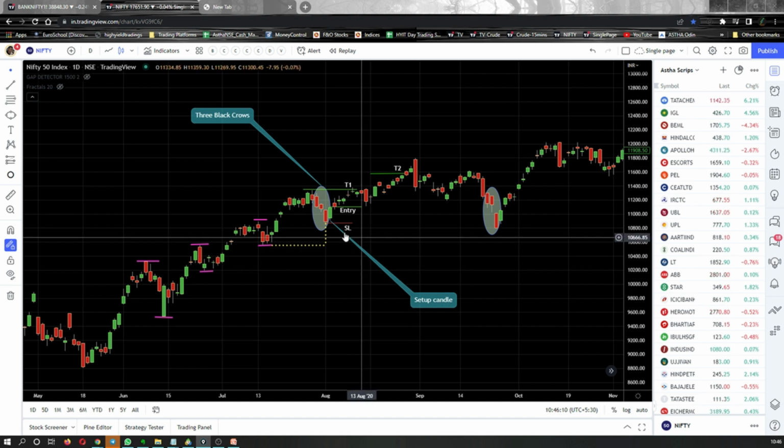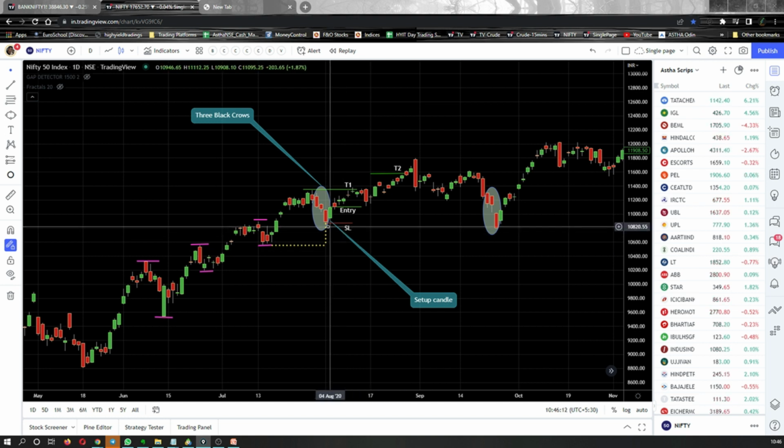So in this case, the high of this green candle is 11,112.25. Let's round it up to 11,113. Okay, so once this green candle closes, you can initiate a buy trade at maybe around 11,114 or 15, whatever is feasible for you. Okay, so that is your entry. Put the stop loss at the recent swing low. So this is the recent swing low. Put the stop loss there.